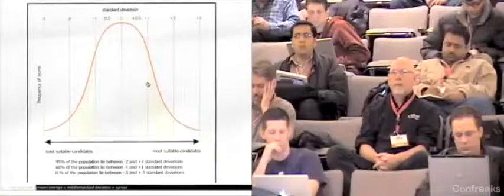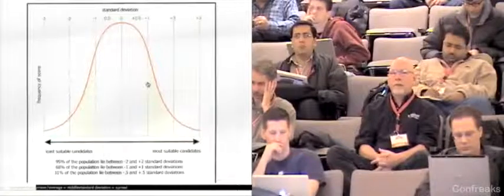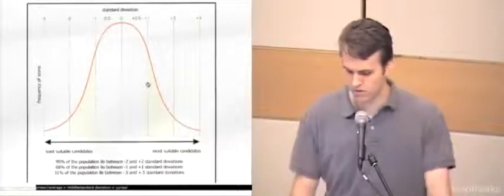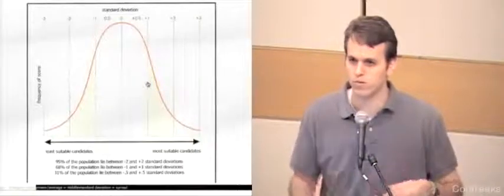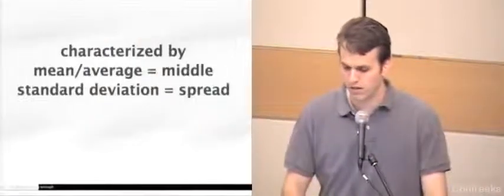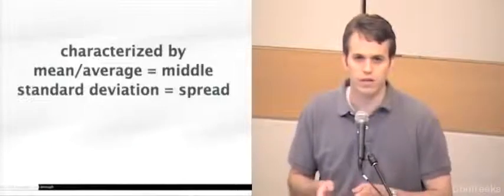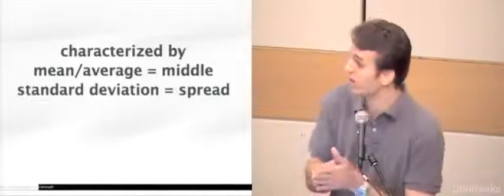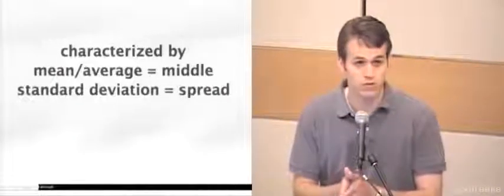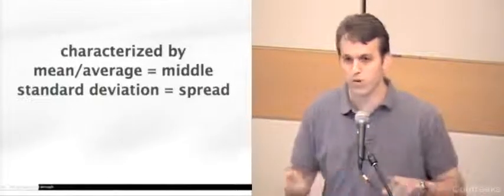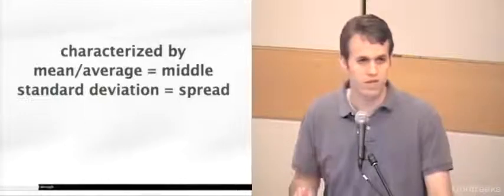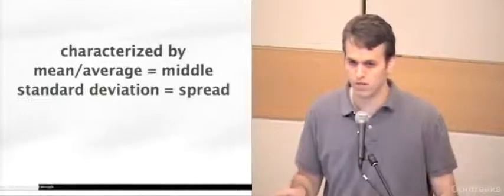Okay? So this is the normal distribution, but when we go to measure something, it's not always a perfect normal distribution, but it is a distribution. Distributions are characterized by where the middle is, which is usually the average or a mean or some metric of middle, and then how spread out they are. The standard deviation is the spread.